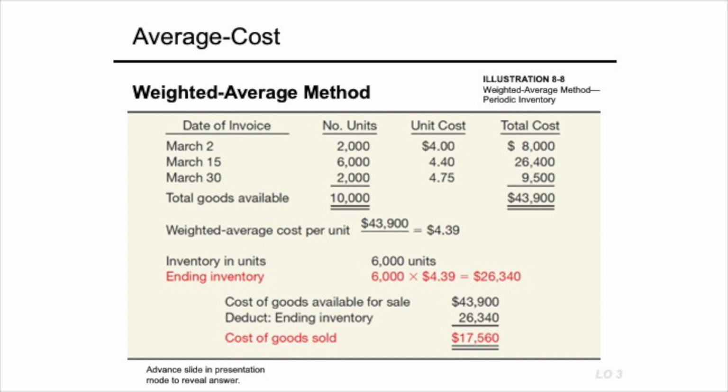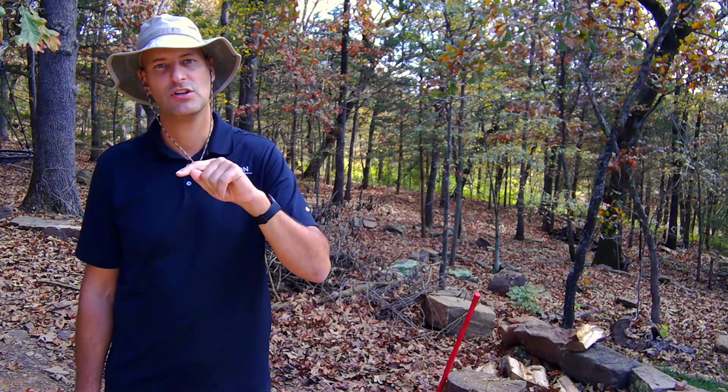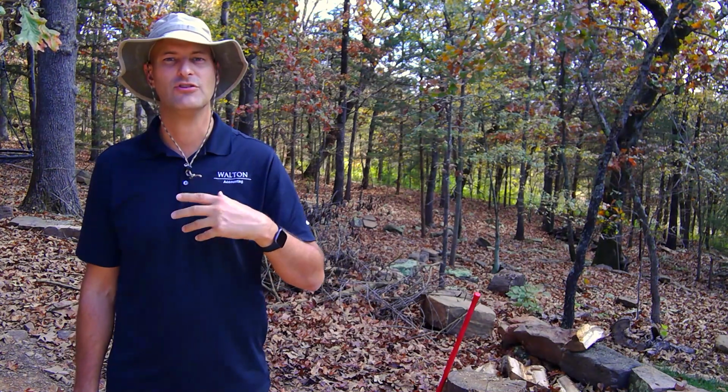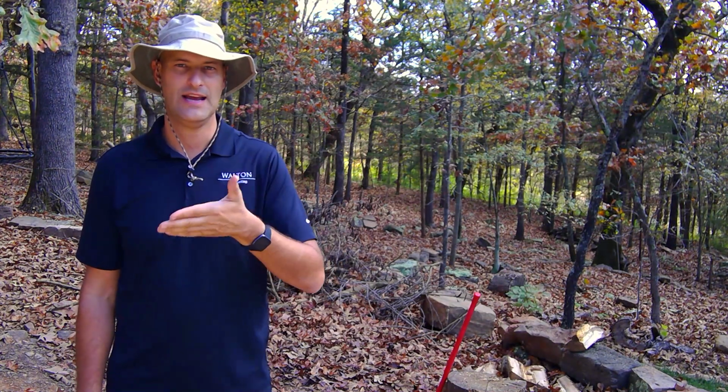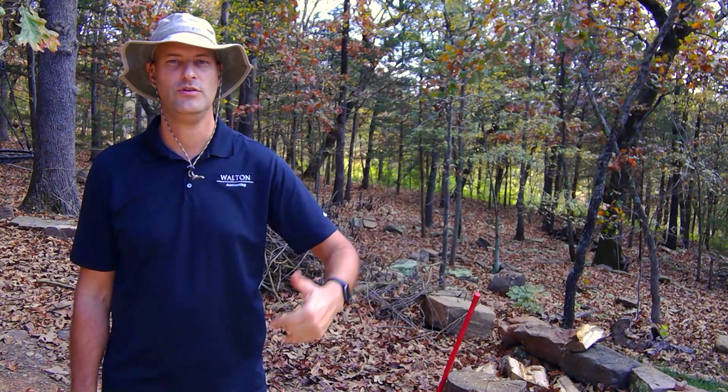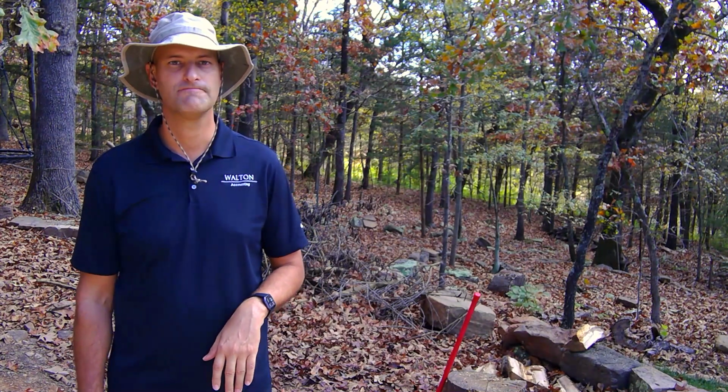Well, we have 6,000 units still sitting in inventory times $4.39 gives us a value or cost of goods in inventory of $26,340. That is the ending inventory cost. We take that out of our goods available for sale, which was $43,900, which gives us cost of goods sold for this period of $17,560. So that's the average cost method. It's weighted average cost method because we are weighting the cost by the number of units that we purchased of those costs.